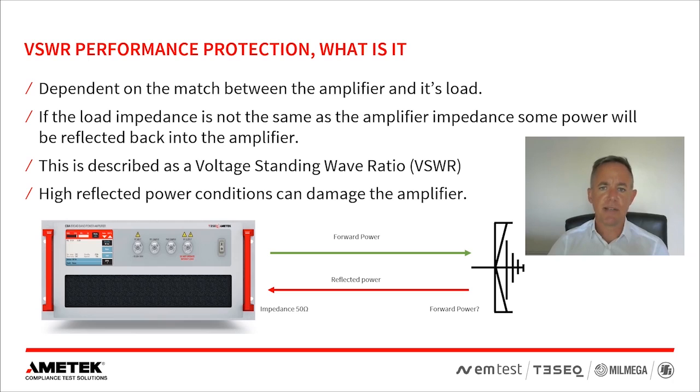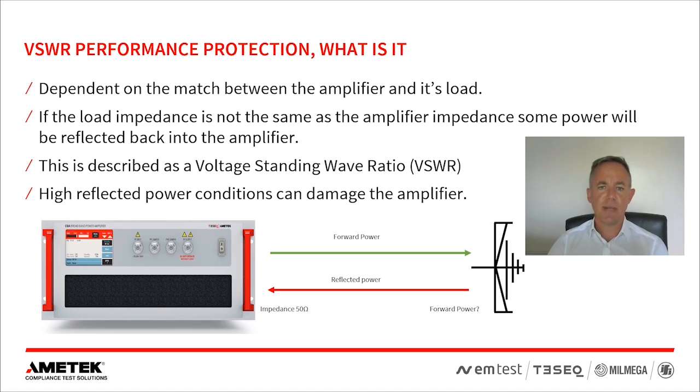This is the ideal condition, but the reality is it's never likely to happen. So what happens if the load impedance is not the same as the amplifier impedance? In this case, some of the forward power from the amplifier that's transmitted towards the load is returned back into the amplifier. The relationship between the forward and reflected power can be quantified as a ratio of the minimum to maximum voltage or standing waves on a transmission line between the amplifier and the load, and is an effective measure of the match. This is specified as a voltage standing wave ratio, or VSWR, on many amplifier datasheets.